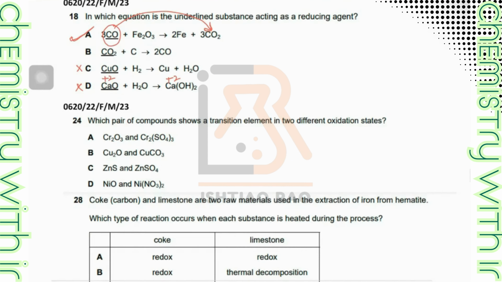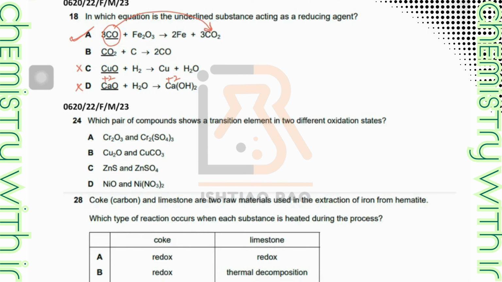Question 24. Sir, what are transition elements? Transition elements have different charges. They have different oxidation numbers. Like sodium is always plus 1. Magnesium is always plus 2.